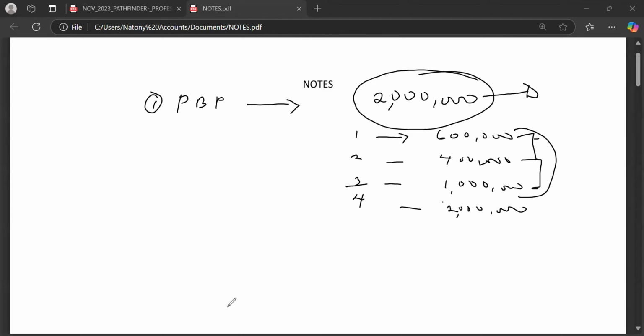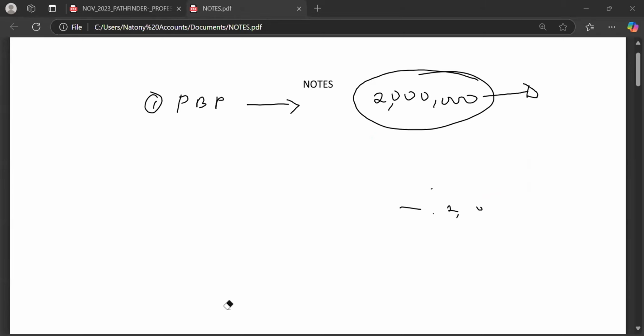Okay, so for the payback period, I'm just summarizing. You may have even cash flows or uneven cash flows. In this example, the cash flows are not even, we have 600, 400, and 1 million, 2 million. But if the cash flow is even, how do you determine the payback period?